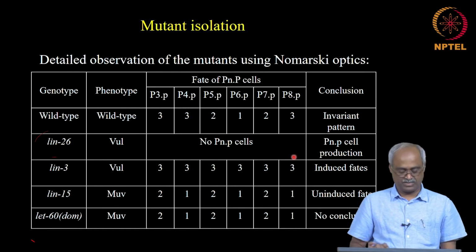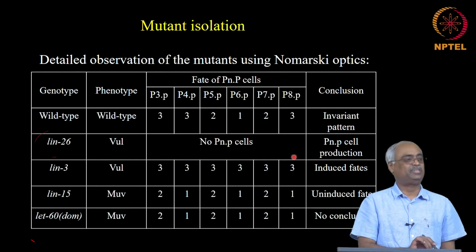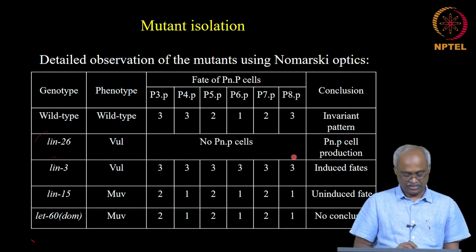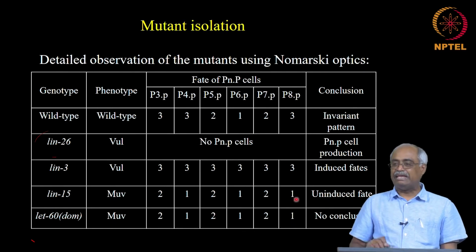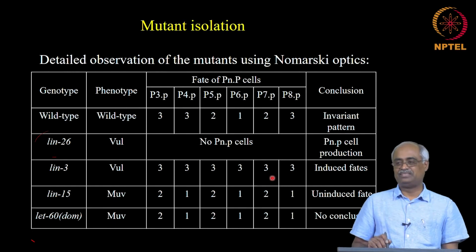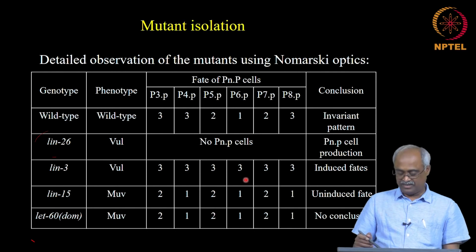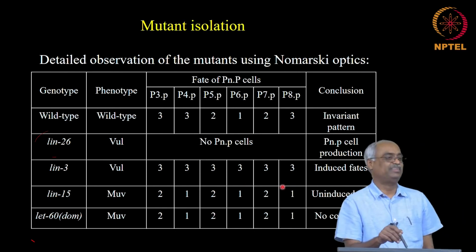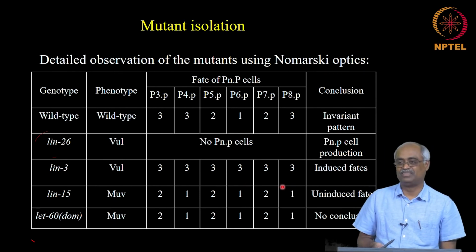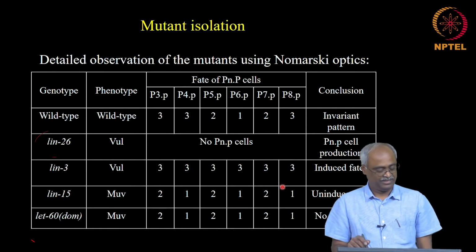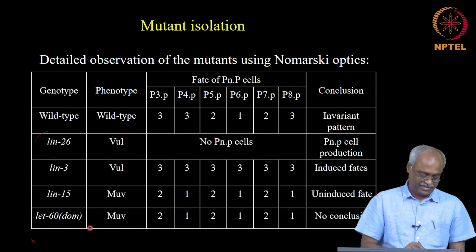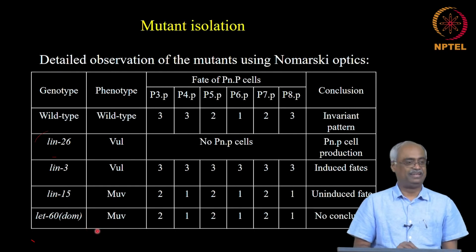One experiment and then you come to the conclusion this gene is required for this. Then Lin15, you find all of them getting induced, nobody is staying in the uninduced default state, indicating that Lin15 is required for that uninduced fate, which we thought of as the default state. Then sometimes you get dominant alleles.